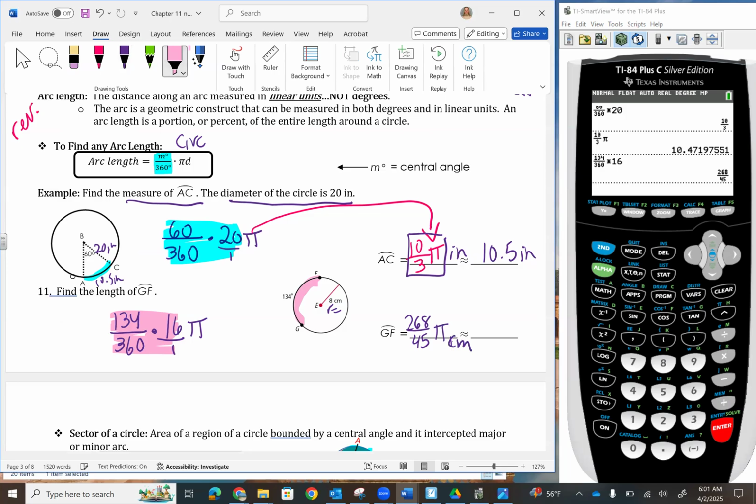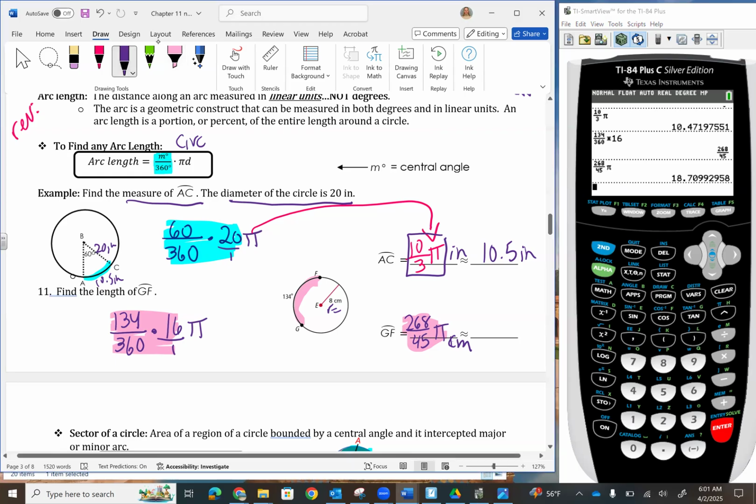And then this is not the most friendly number. You're like, I don't know what that is. So, well, let's just figure out what decimal it is. So take that fraction and then multiply it by pi, and use the pi key. And then that is approximately 18.7, and that is going to be centimeters.